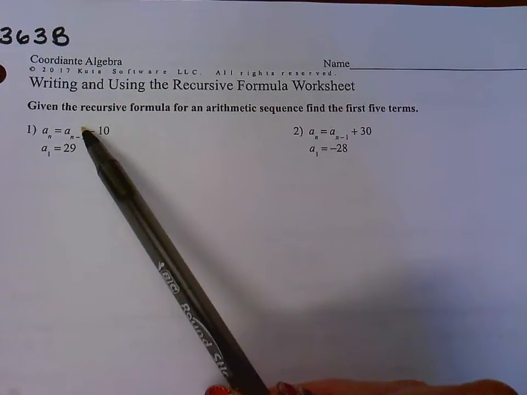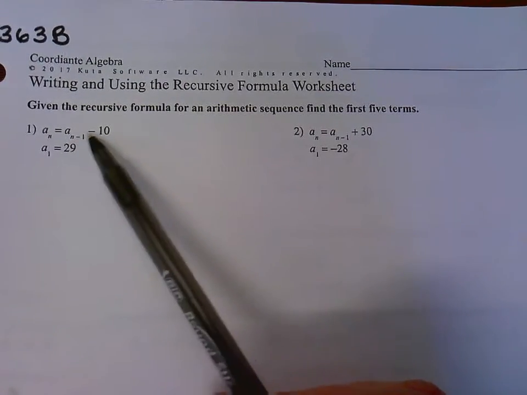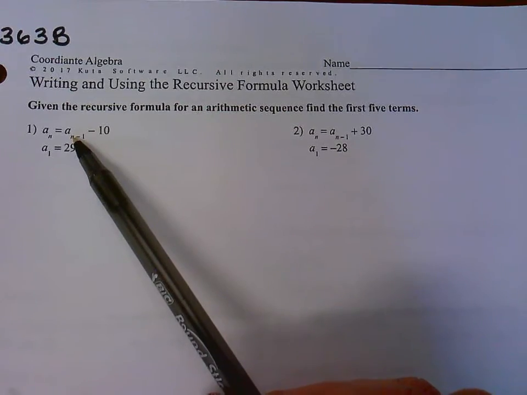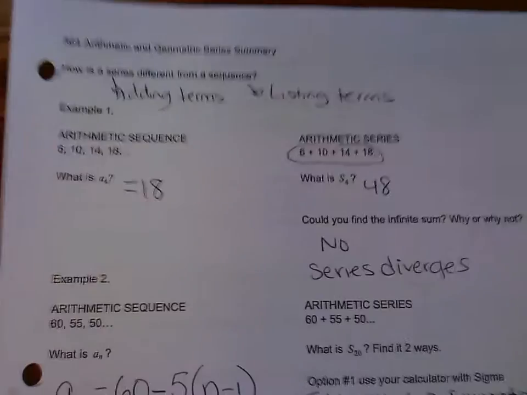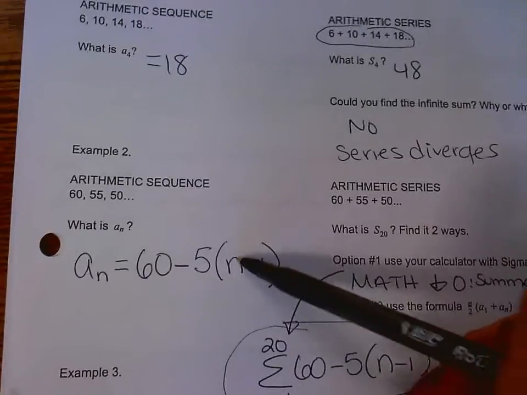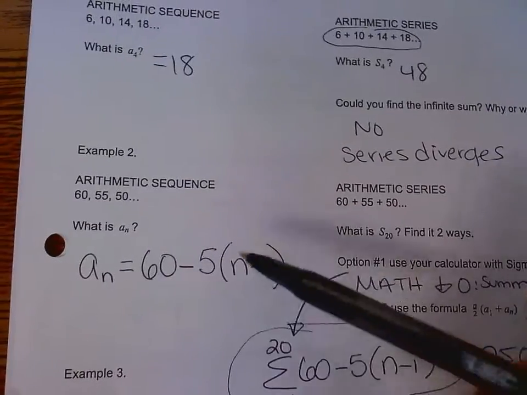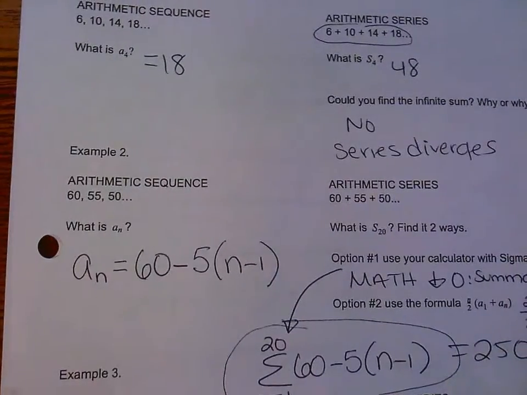When you read a recursive formula, see how these little n's are subscripts? You're not plugging in things for n. When you look back on the previous page, n is like a bigger number in a formula. That's when you plug things in for n. In recursive formulas, you don't.